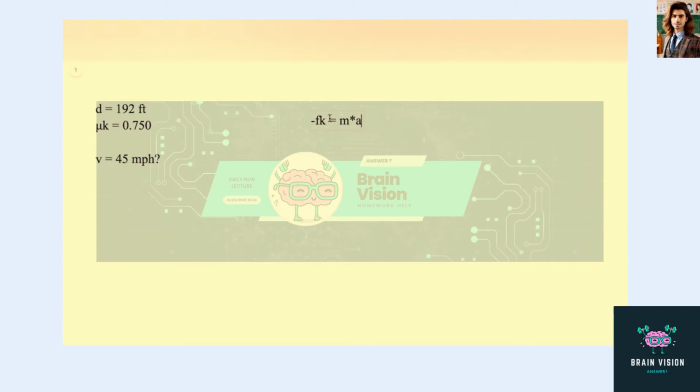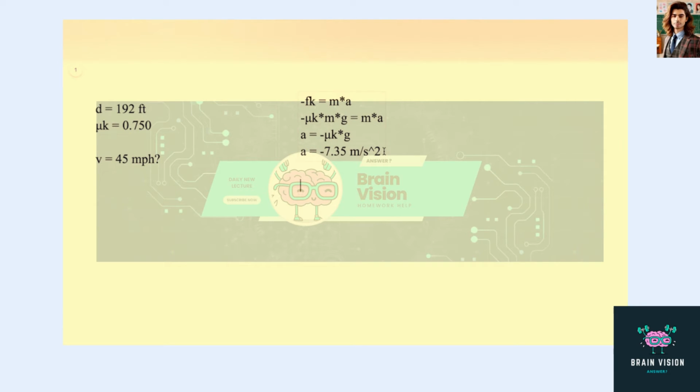So the frictional force is going to be equal to the coefficient of kinetic friction times the normal force. And the normal force here is just going to be mg because the car's weight is the only vertical force that we have here. So when we want to solve for a, we can conveniently cancel out our factors of m, and we're just going to be left with a is minus mu k times g, which will be minus 7.35 meters per second squared. Again, it's negative because it's decelerating.